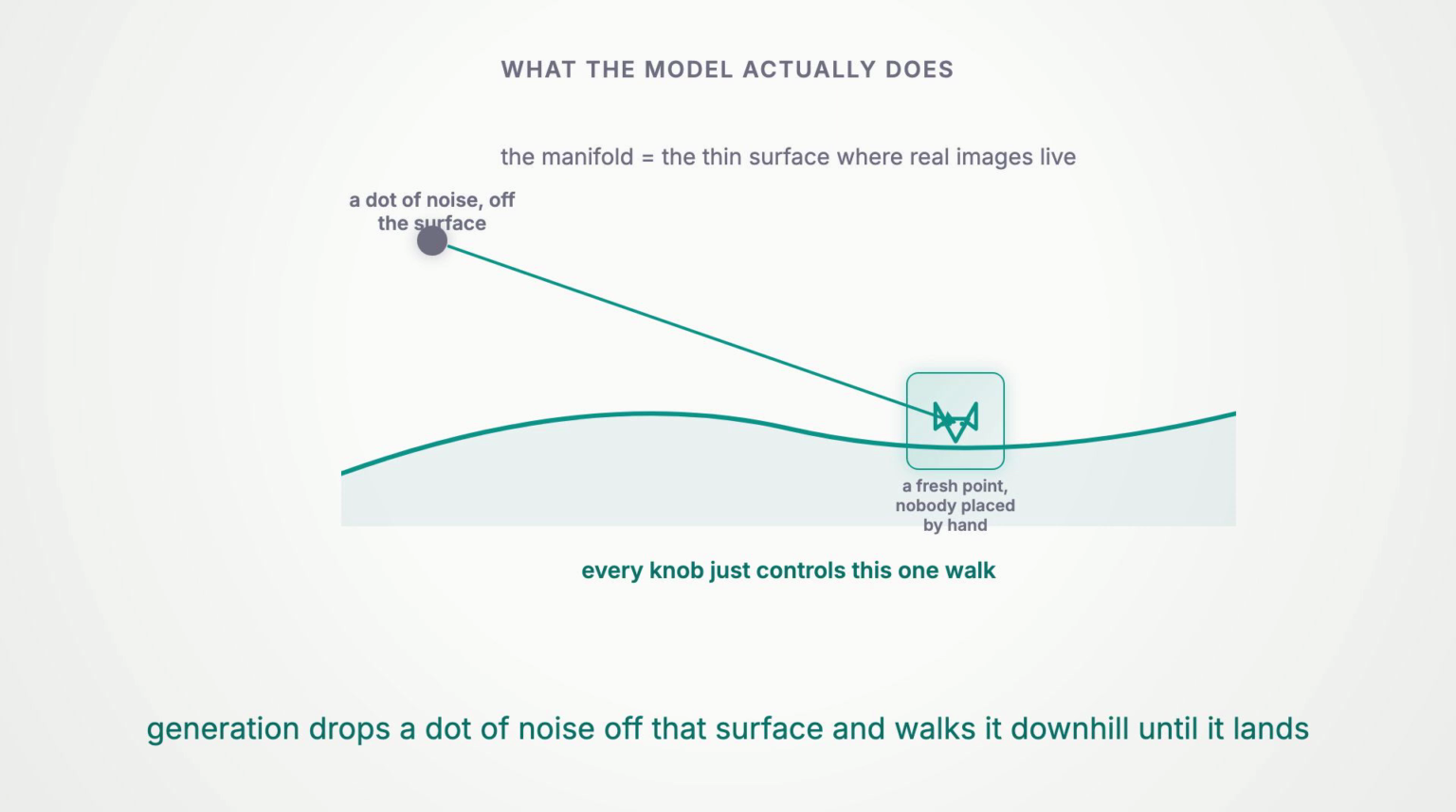Now every knob on that panel is just a different way of controlling that one walk: where the dot starts, what steps it takes, and how hard it gets pulled toward your words.